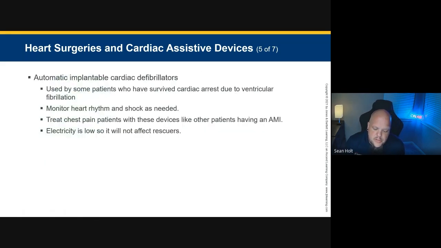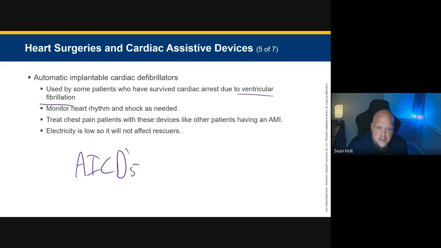Automatic implantable cardiac defibrillators. They call these AICDs. All right, used by some patients who have survived cardiac arrest due to VF or VFib. Okay, if they have had an episode of ventricular fibrillation and been shocked before, and that saved their life, chances are they're getting an AICD, which is sometimes the same technology appearance as a pacemaker. Sometimes they have both functions in an AICD. Okay, so they call them pacemaker defibrillators.